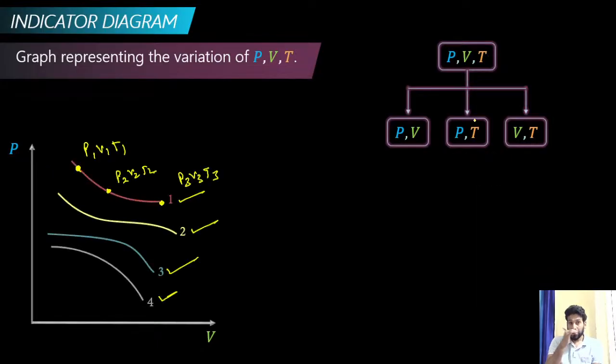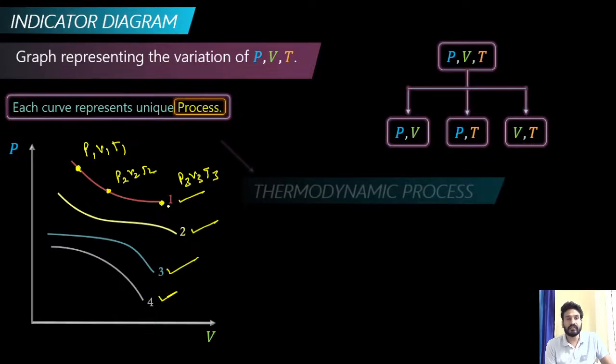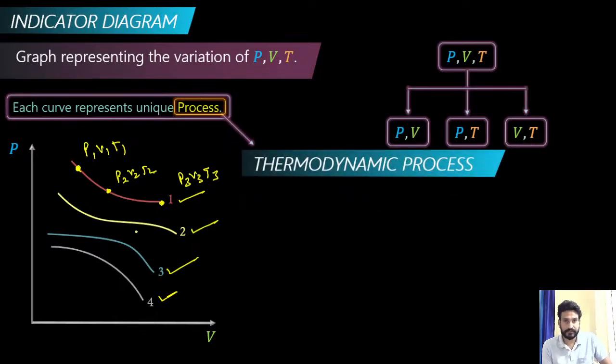So this is called a process. Each curve here represents a unique process. So what is the process? If we are moving from one state to another state, that is called my process. So here each curve is basically my thermodynamic process.